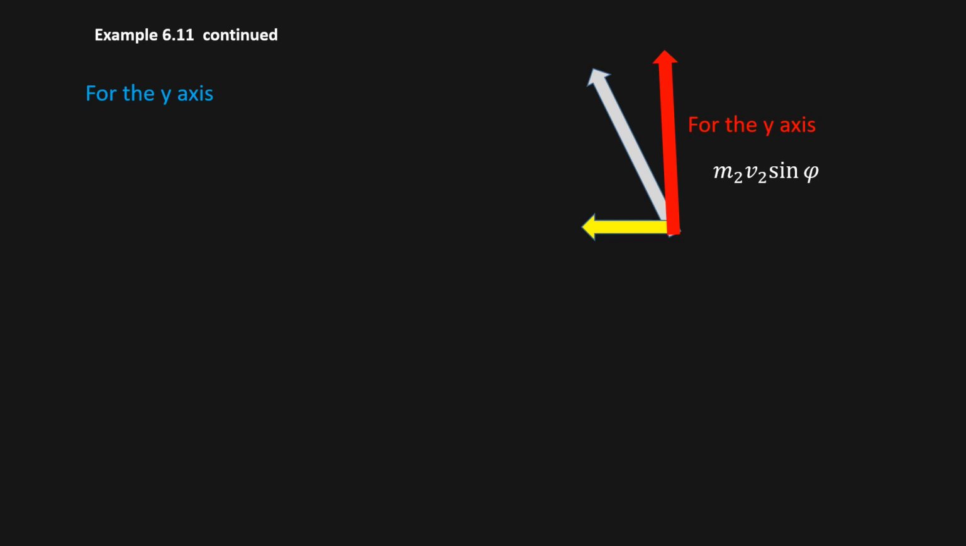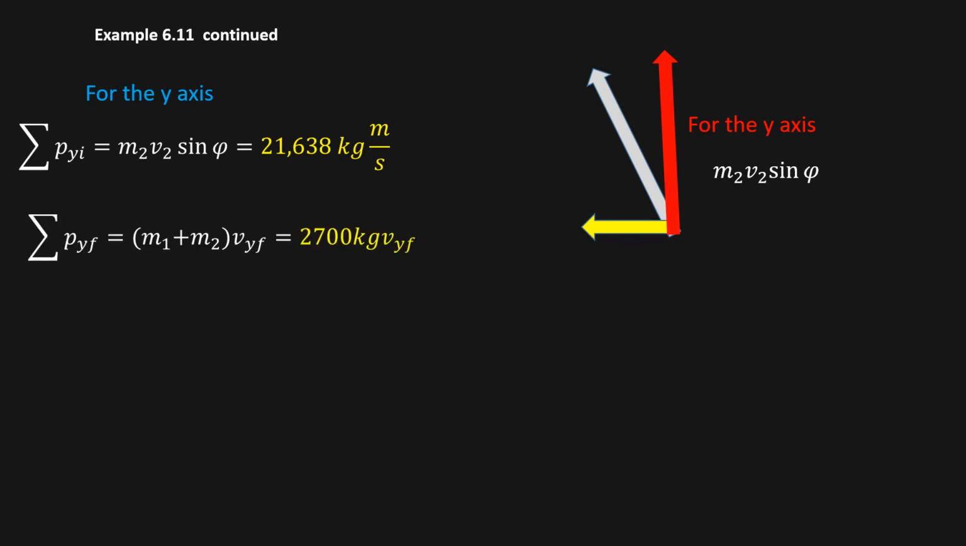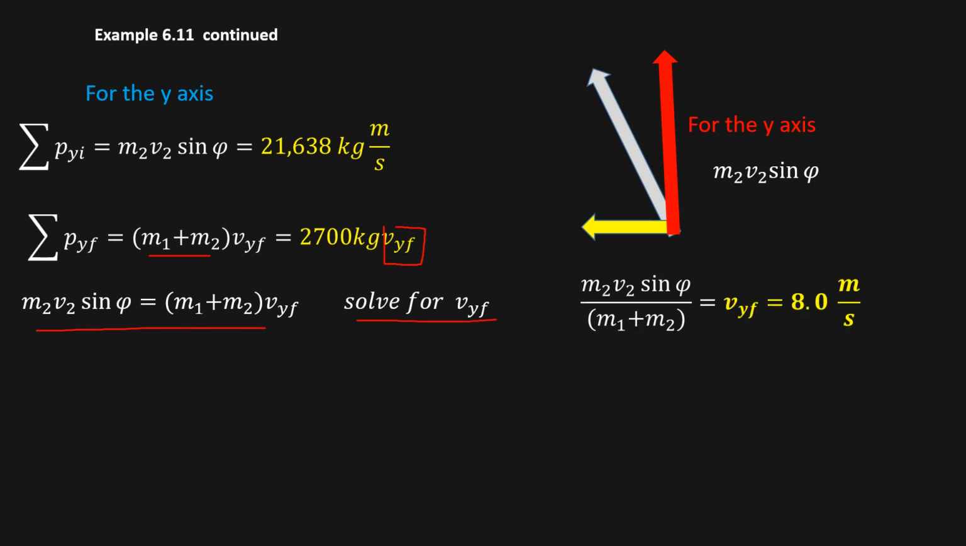So let's do the y-axis now. We solve and we get our momentum for the y-axis. And now we're going to solve for the final. This is where the two masses are stuck together. And we're going to solve for Vyf. And we get 8 meters per second.